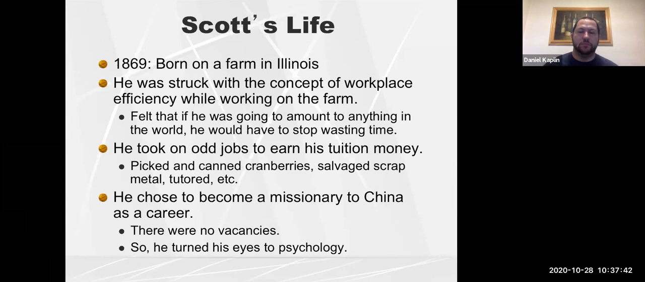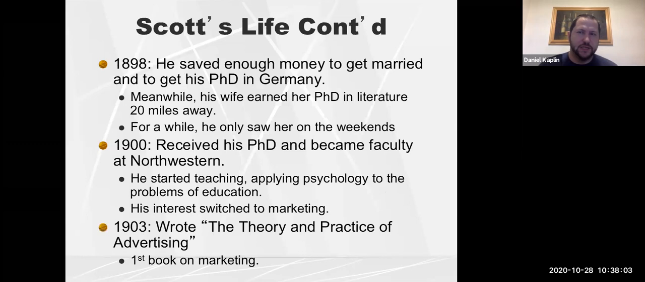Interested in service. So he chose to become a missionary in China. That was going to be his career. Bad news. There were no vacancies when he wanted to do that. So what does he do? He shifts gears to psychology. So ultimately, eventually saves enough money to get married and gets his PhD in Germany.